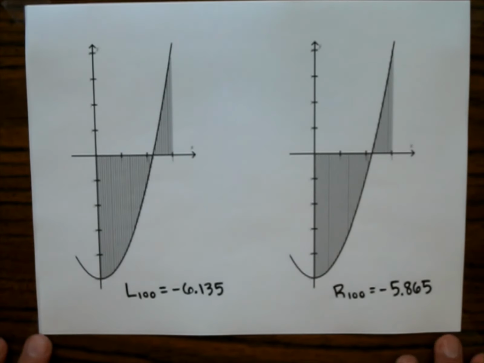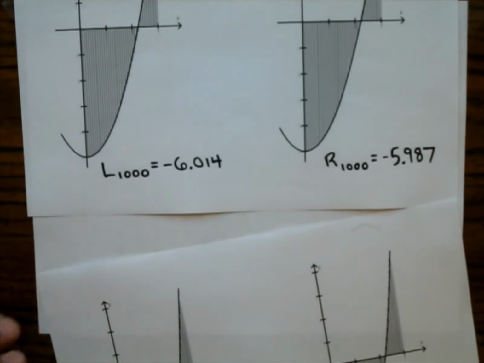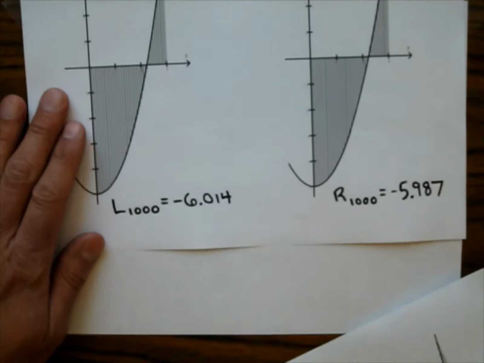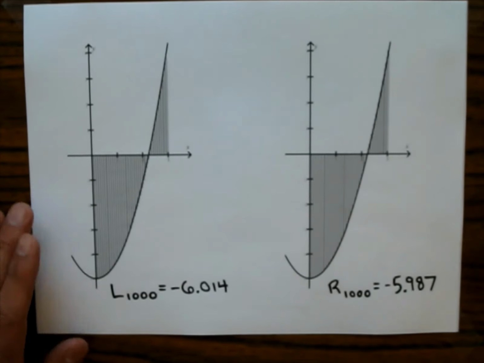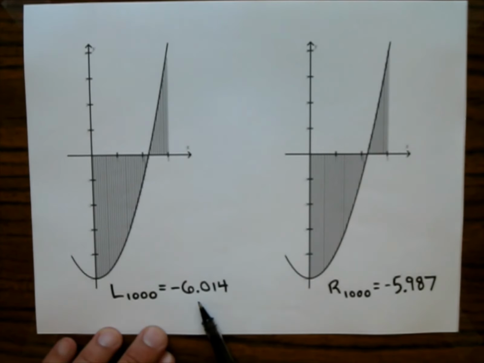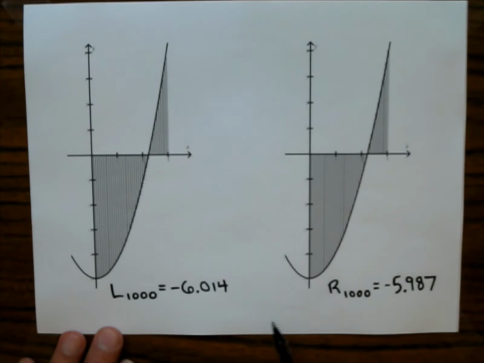And this is using 100 rectangles. And then I'm going to use 1,000 rectangles. When I use 1,000 rectangles, I end up getting negative 6.014 for the left. And when I use the right endpoints, I get negative 5.987.